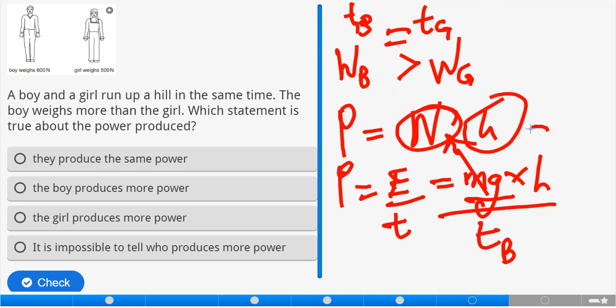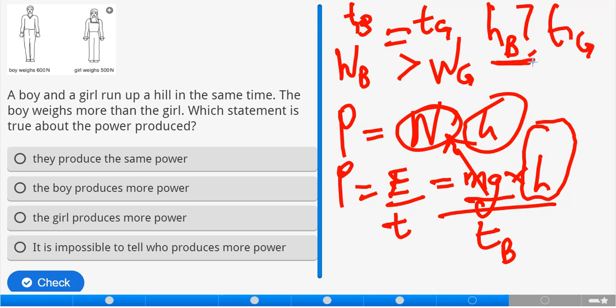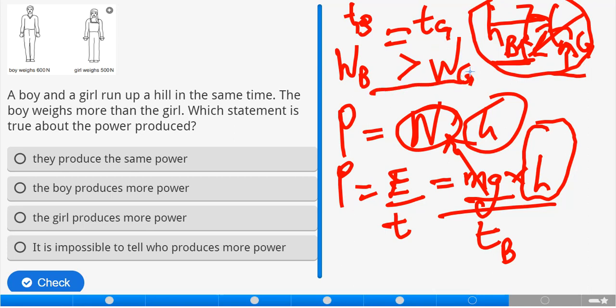Now, what is not specified here is the height. We don't know the height of the boy, neither do we know the height of the girl. I mean the distance covered in moving up for the boy and for the girl. Probably the distance covered by the girl is greater than that of the boy, or that of the boy is greater than that of the girl. That is not specified. So we only know that the weight of the boy is greater than the weight of the girl, but they have the same time. They now ask which statement is true about the power produced. They produce the same power. That statement is false, because we don't know the height that is involved.